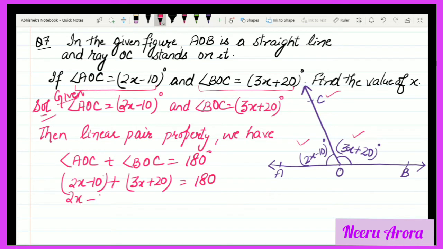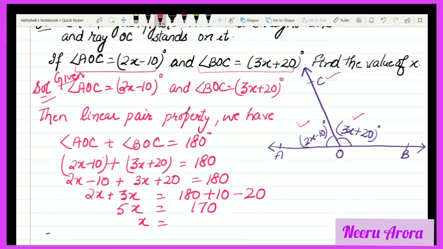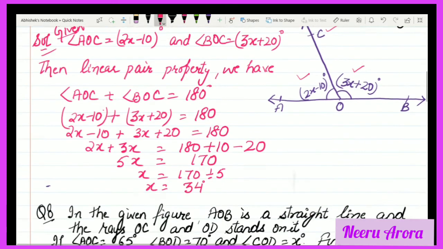Now open the brackets and separate the variables and constants. 2x plus 3x, this 180 degrees remains here, this minus 10 becomes plus 10 and this plus 20 becomes minus 20. So here it is 5x, 190 minus... 170. So what will be the value of x? 170 divided by 5, x is equal to 34 degrees. We divide 170 by 5 and get 34 degrees. So here the value of x is 34.